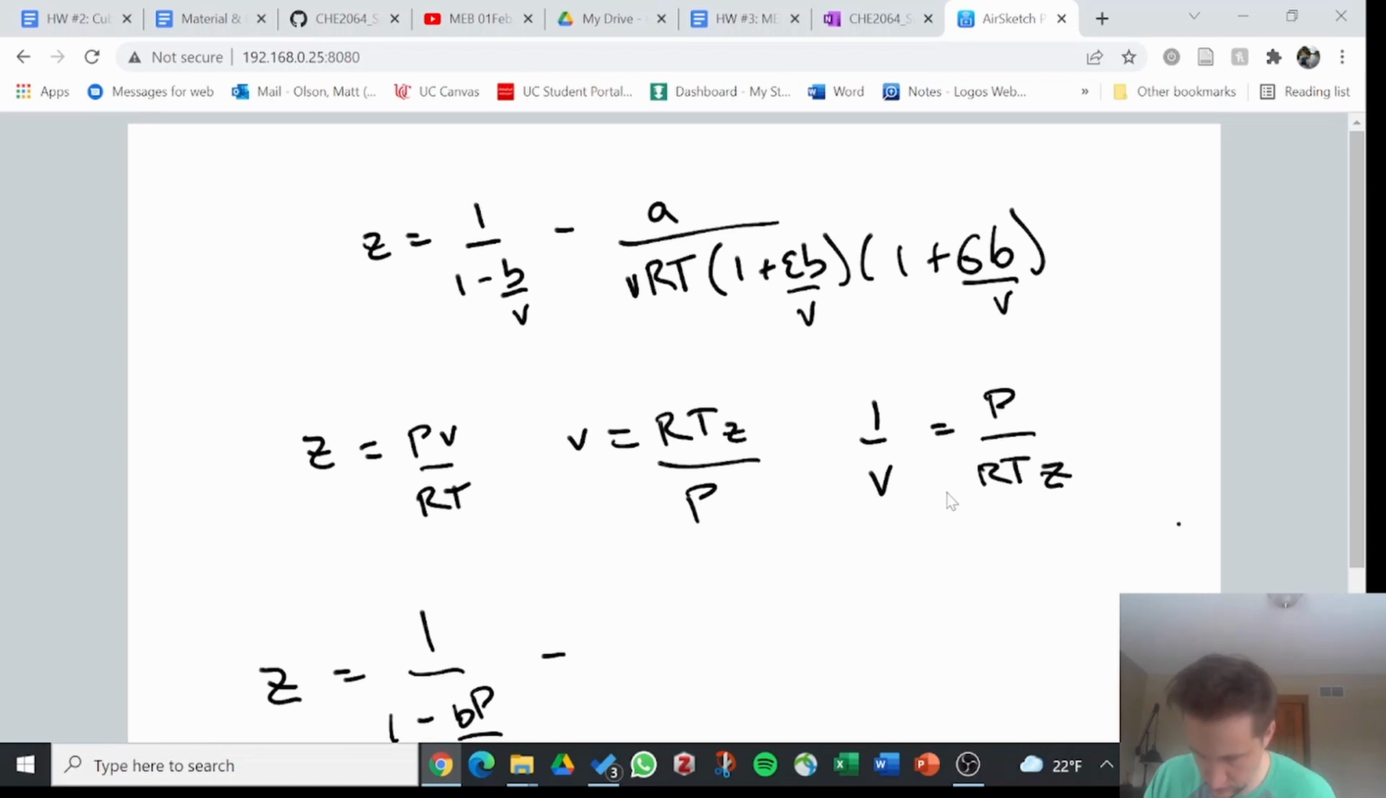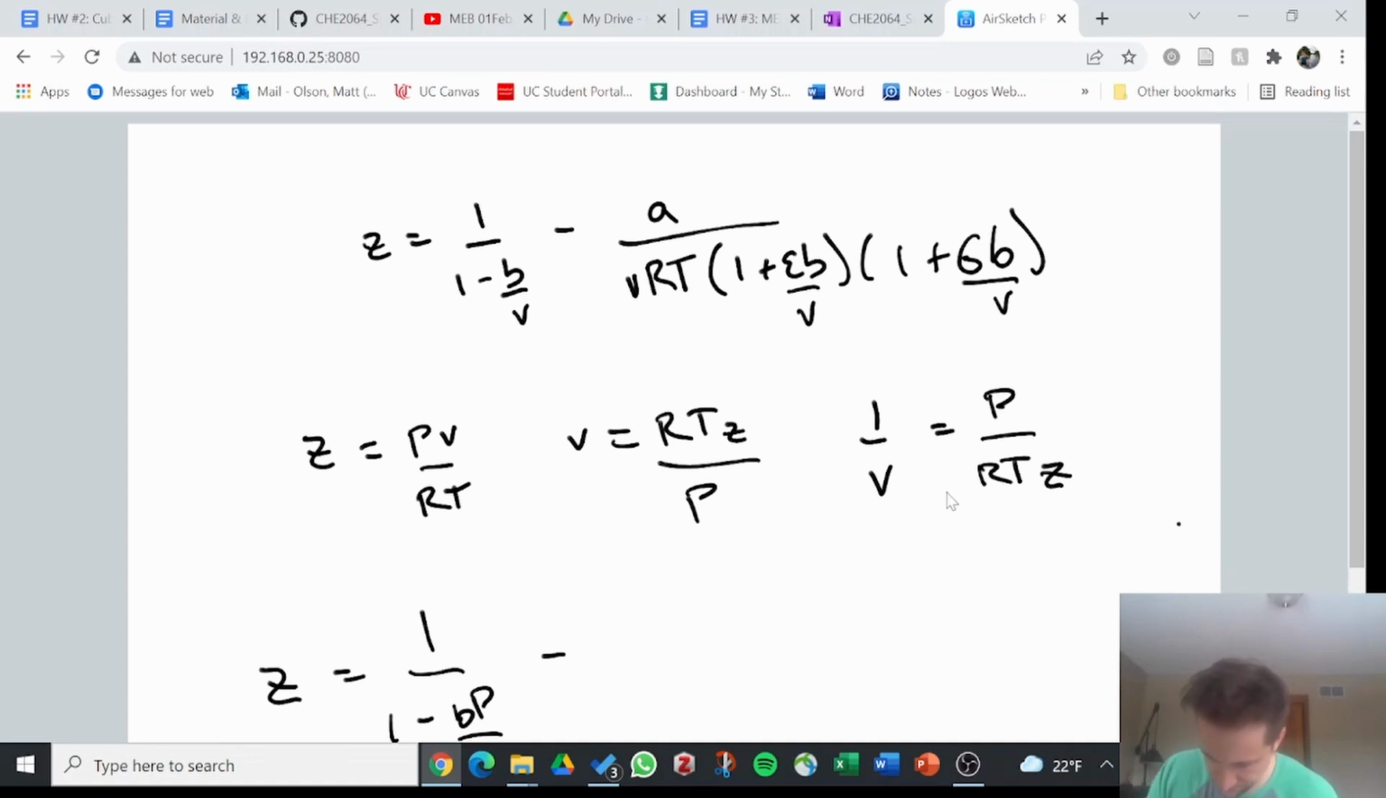Well, let me just apologize for that. Let me just go ahead and write this out. I was having a hard time visualizing that for a second. So if it's A over V, it would be A over RT, Z over P, and then what we'd do then is bring this up and flip this around. Okay, there we go.